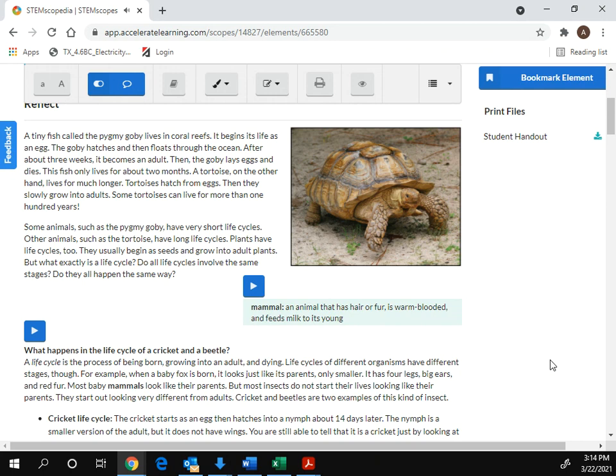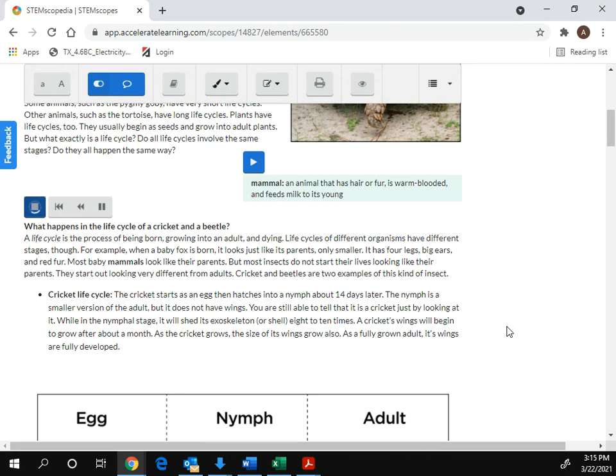Some animals, such as the pygmy goby, have very short life cycles. Other animals, such as the tortoise, have long life cycles. Plants have life cycles too. They usually begin as seeds and grow into adult plants. But what exactly is a life cycle? Do all life cycles involve the same stages? Do they all happen the same way? What happens in the life cycle of a cricket and a beetle?